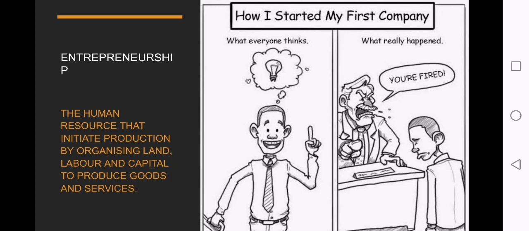Final factor of production, entrepreneurship. I mean, this is everywhere, people talk about how I became an entrepreneur, how I'm a millionaire at 21 and all that. Look at this picture and you'll understand. Anyway, entrepreneurship is the human resource that initiates production by organizing land, labor and capital to produce goods and services. So entrepreneurship is a factor of production.